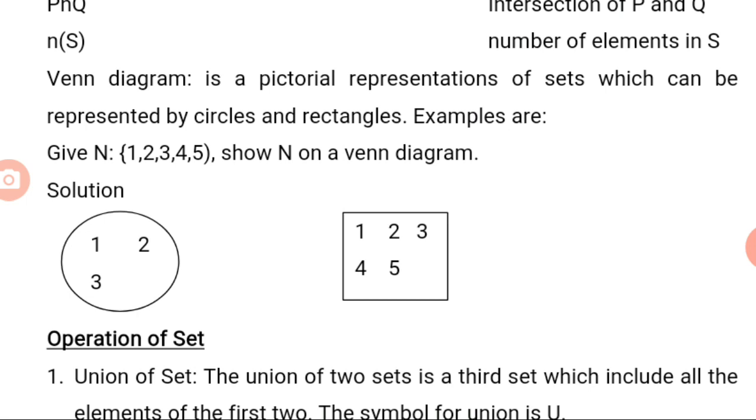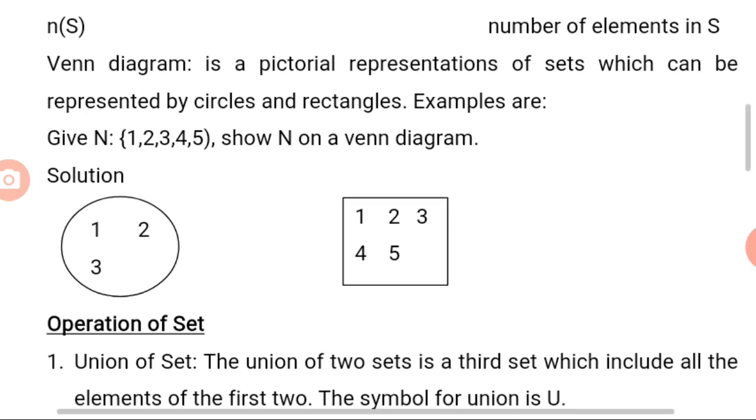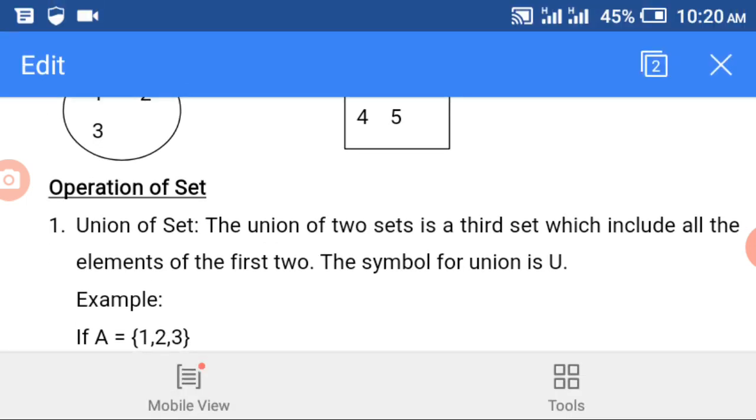Or you can represent it like this by using rectangles. You draw a rectangle, then you write the elements that N contains inside it. So set N contains 1, 2, 3, 4, and then 5. Are we together? Can we move forward?